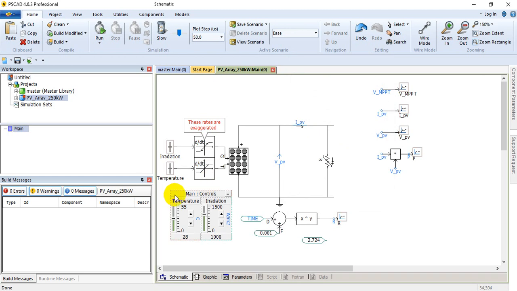After this, a rate limiting block is also connected to both inputs. These blocks are added to avoid any errors if the quantities are abruptly changed during a simulation. So in order to avoid any error in the simulation, we have added this rate limiting circuit as well.